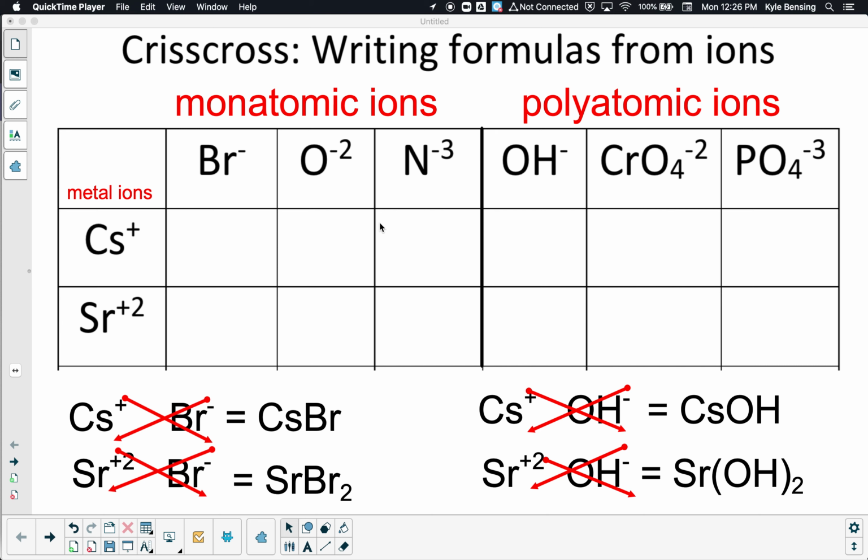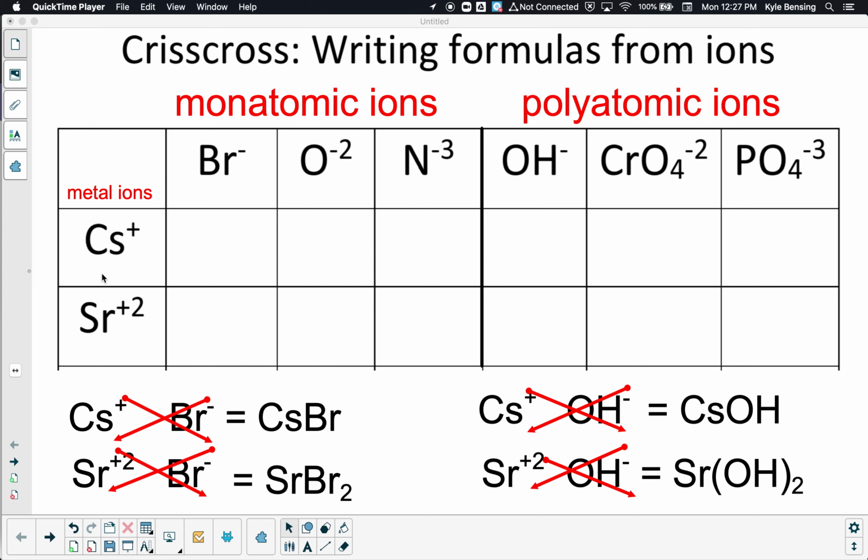Hey guys, so I'm here to help you figure out this crisscross worksheet. It's really not that bad. So let me point out some things. Notice that there are some things written in red that are not on your worksheet. Notice that there's a darker black line in between the n minus 3 and the OH minus 1. These are all things we're going to point out right now.